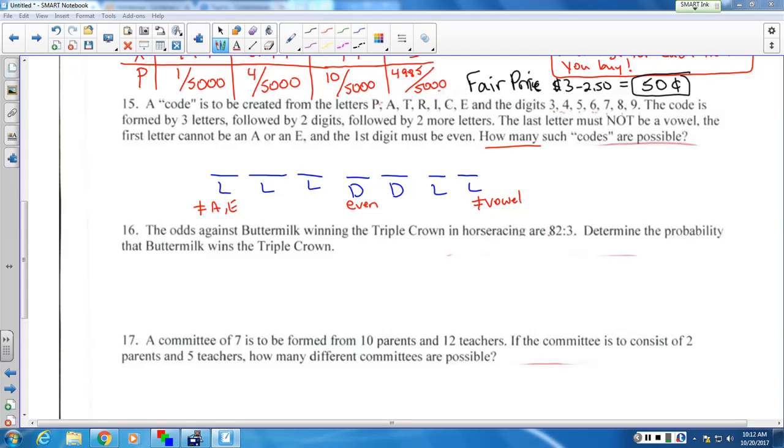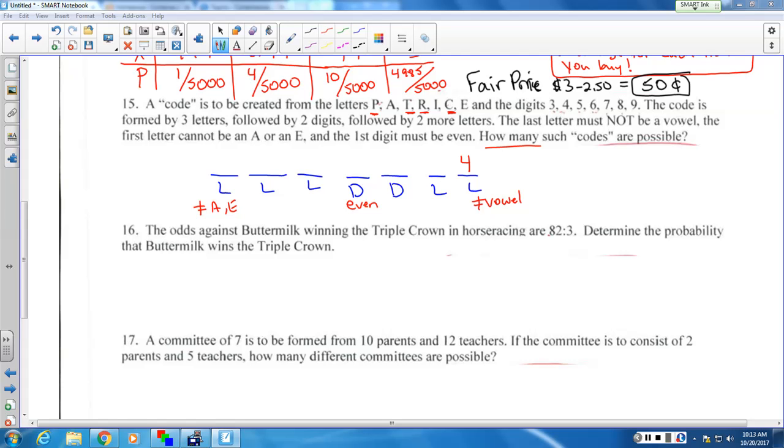So it didn't say you can't repeat. That's a big one. If it doesn't say you can't repeat, then you can. Don't make up your own rule. Starting with my biggest restriction, it's the last one, which cannot be a vowel. So it could be P, T, R, or C. I have a choice of 4 different letters to go in that last spot. I don't mark it off because I can repeat.